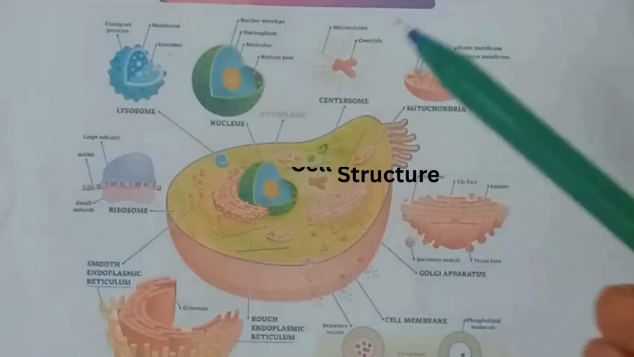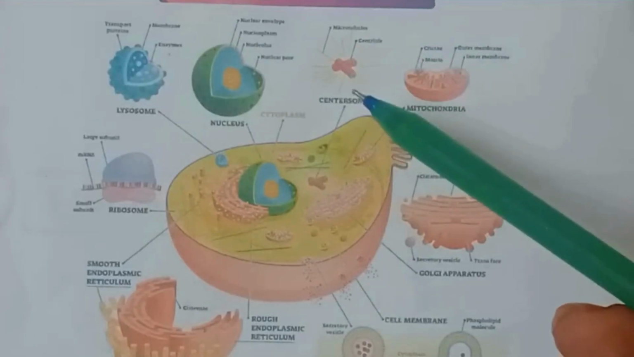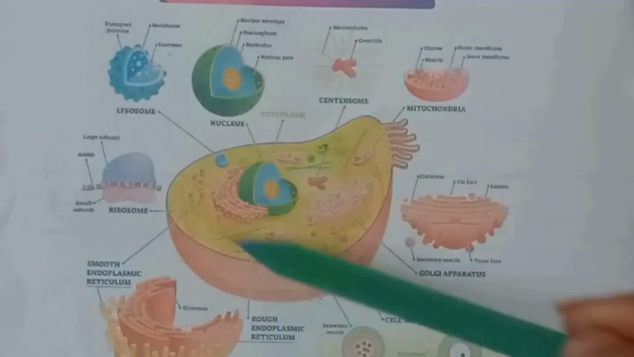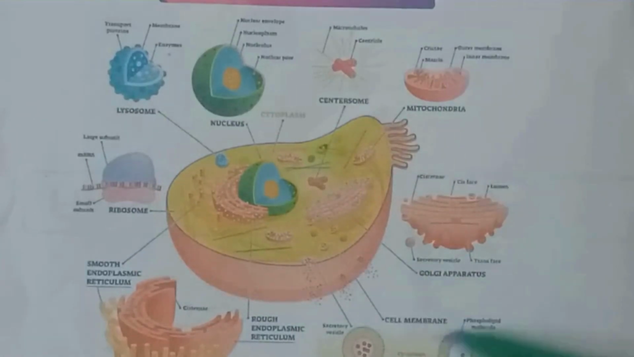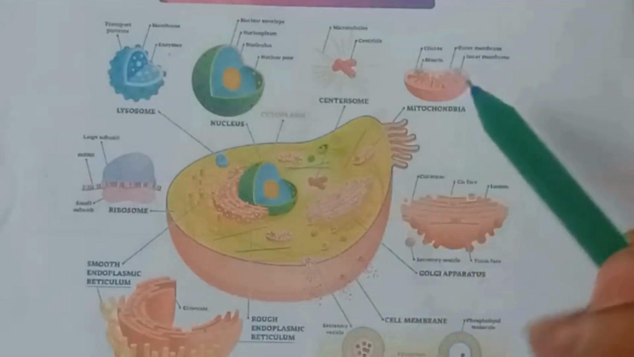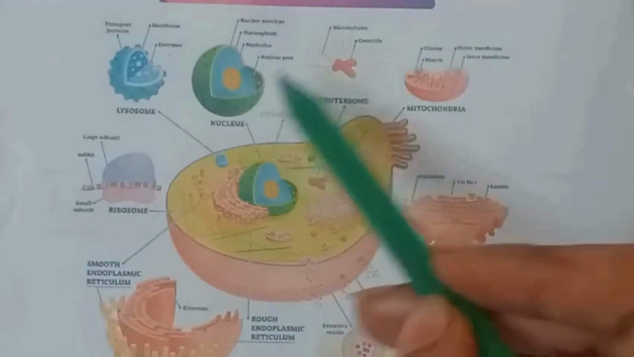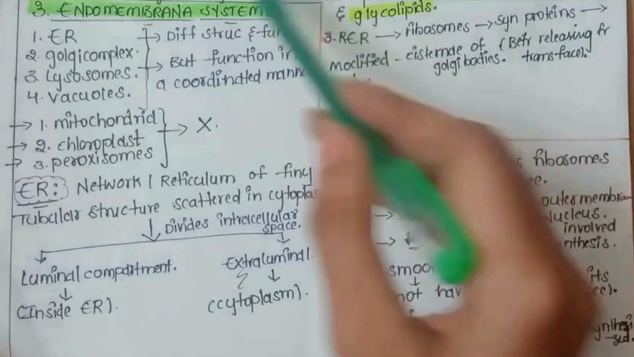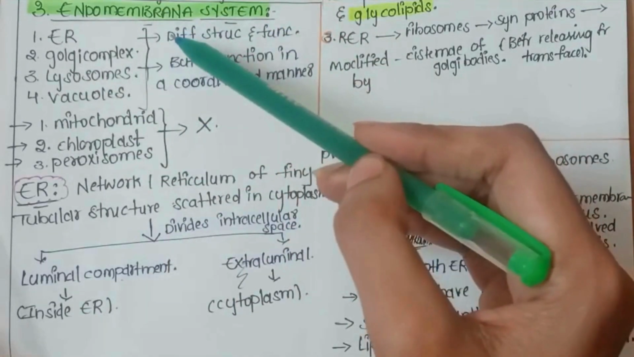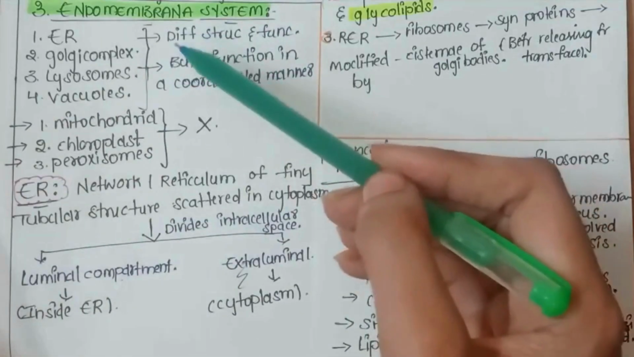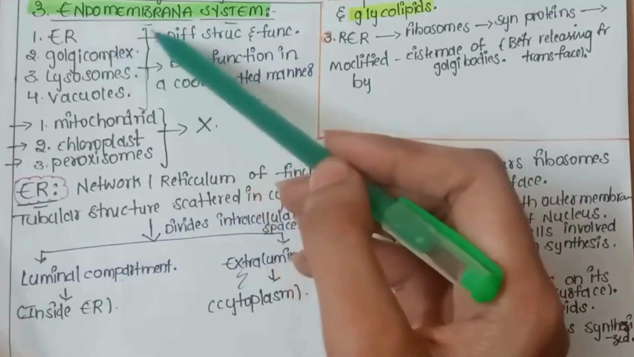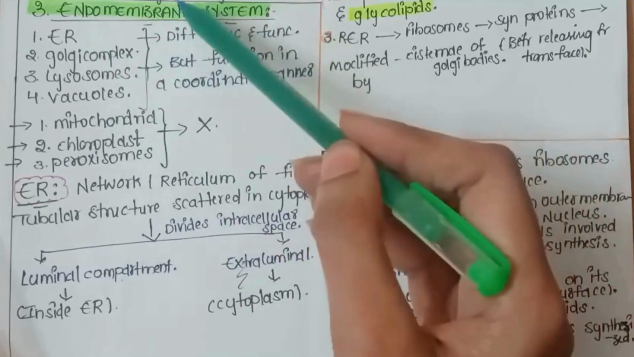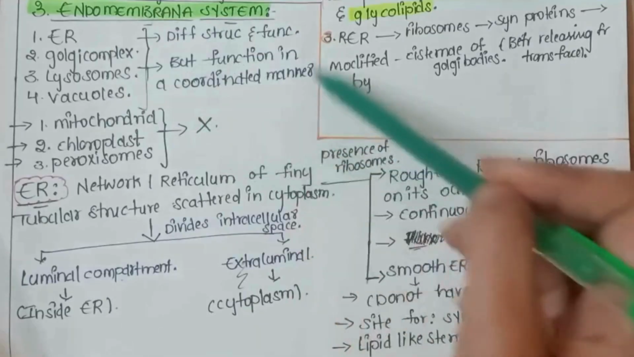These are the various cell organelles that are present in the eukaryotic cell, like nucleus, lysosome, ribosomes, endoplasmic reticulum, mitochondria, Golgi apparatus, etc. Let's discuss the structure of each and every cell organelle and the functions performed by them in detail. Coming to the endomembrane system, it is composed of a group of membrane-bound organelles like endoplasmic reticulum, Golgi complex, lysosomes and vacuoles, which are structurally different but function in a coordinated manner.